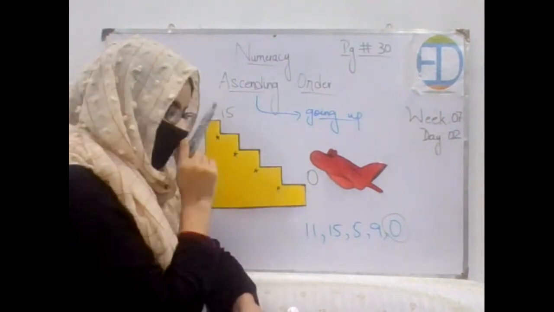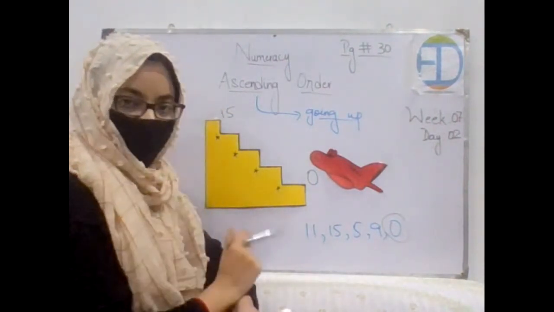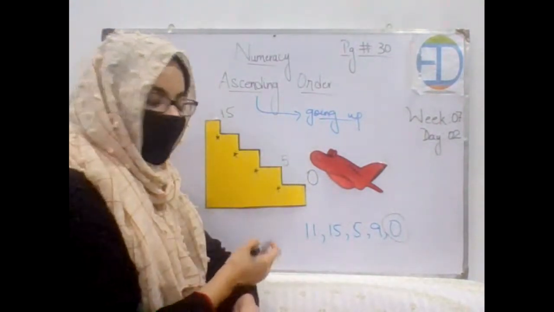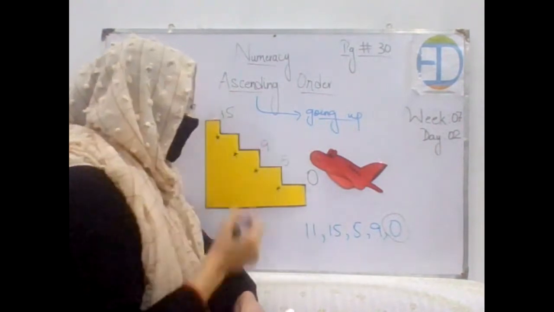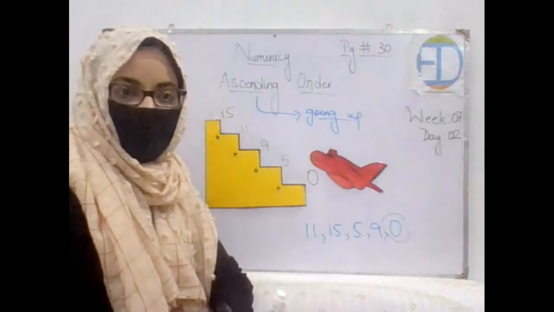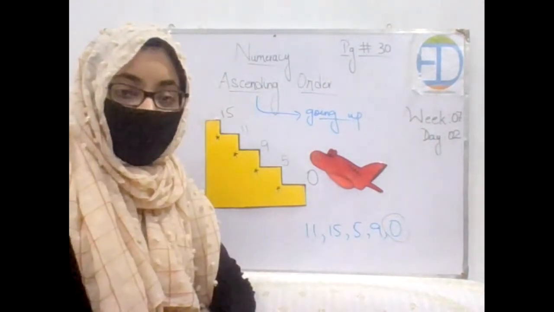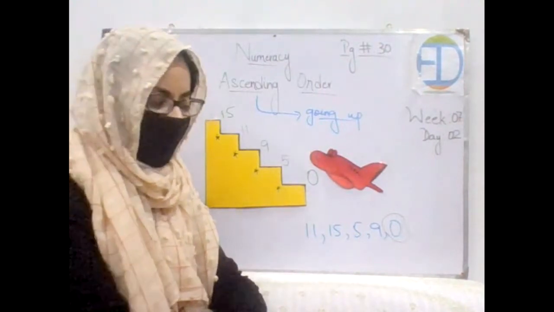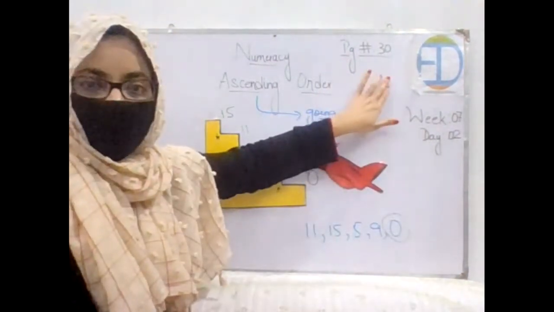What will come after 0? 5 or 9? 5, well done. What will come after that? 9, excellent. And finally, 11. Very well done. So now all of you are clear about it? Any confusion? No? Should we move forward? Okay, great. Now open your book, page number 30.